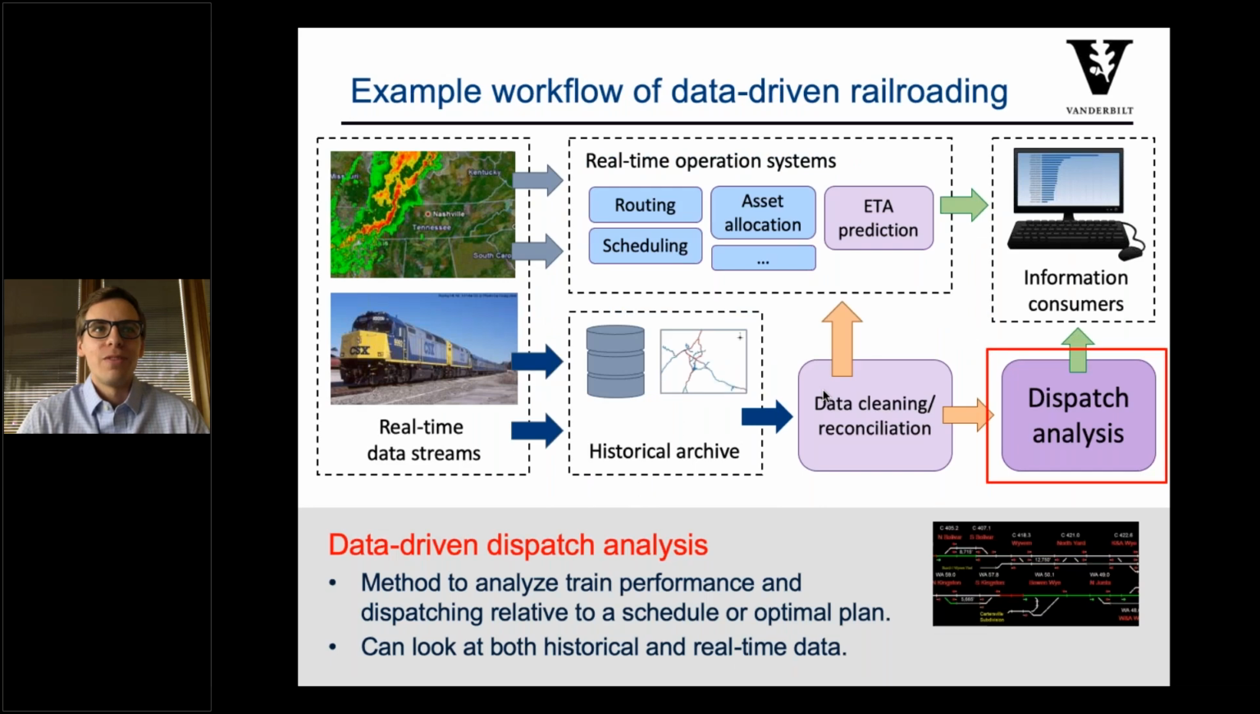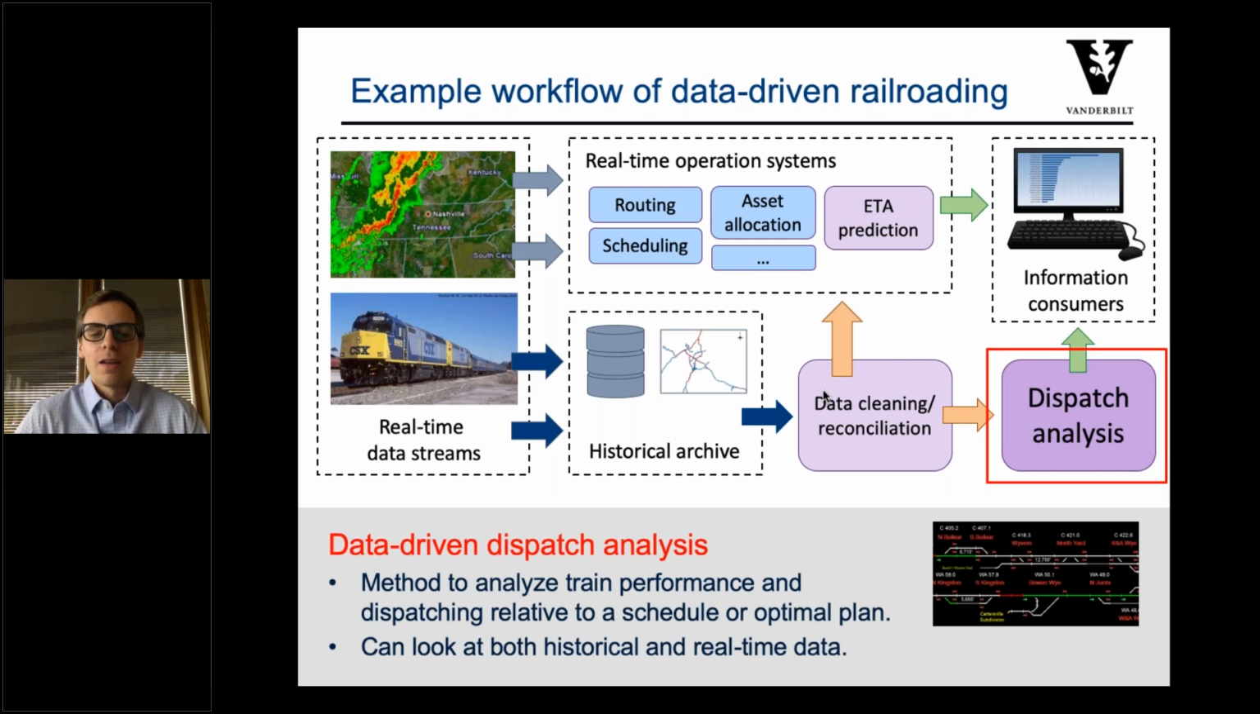So coming off that brief detour of data reconciliation, I want to move on to dispatch analysis, and you'll see very quickly how these two problems are related in the optimization sense. This dispatch analysis methodology we use to analyze train performance and dispatching performance relative to a schedule or an optimal plan. As I stated earlier, railroads are extremely scheduled networks and systems, but those initial schedules don't always work out to plan, and that will have to be adjusted.